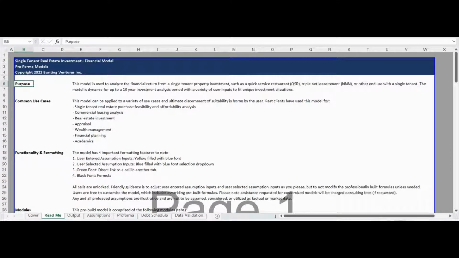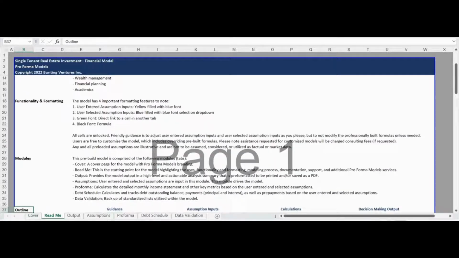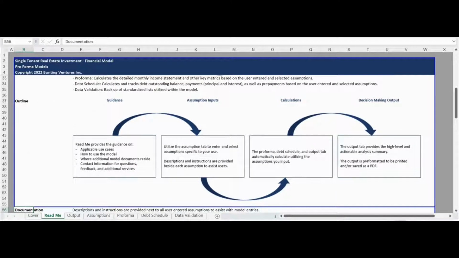The Readme tab states the model purpose, highlights common use cases, and provides an overview of functionality, formatting, and all of the unique modules within the model. This tab also provides additional documentation, contact information, and a summary of additional products and services available from Pro Forma Models to support your analysis needs.